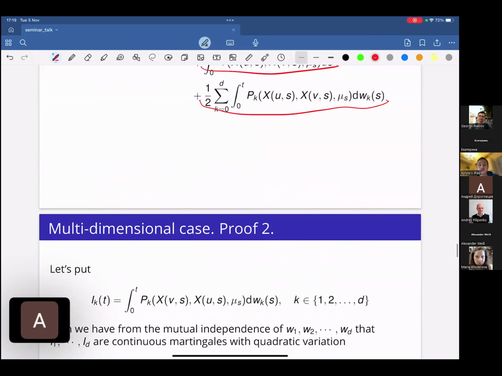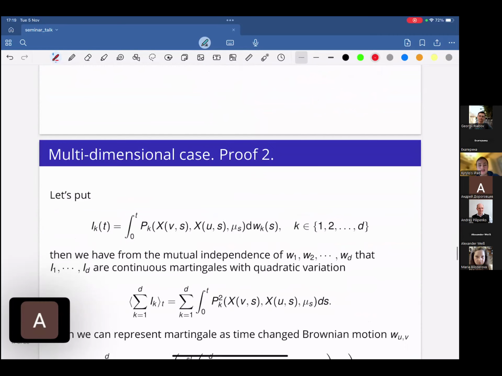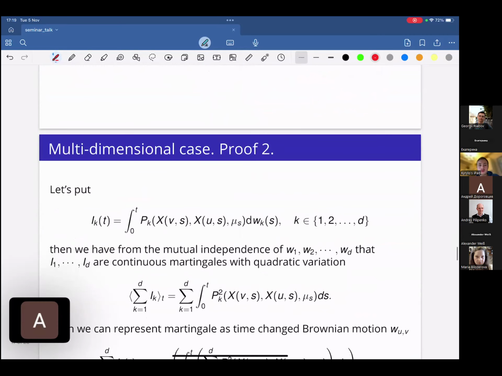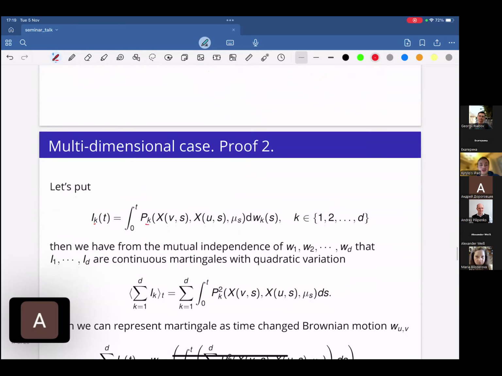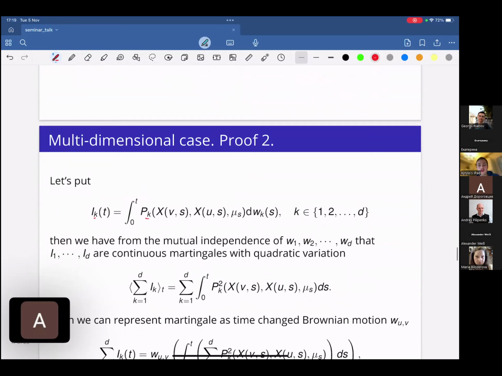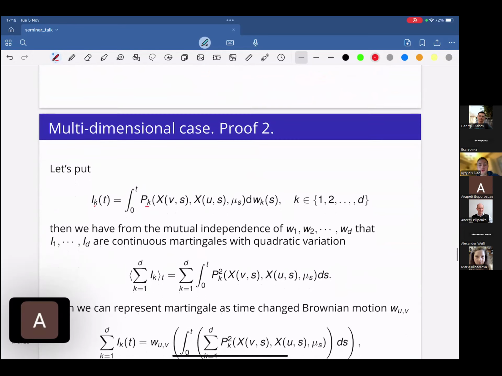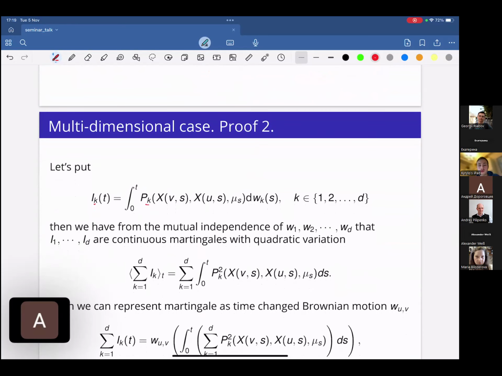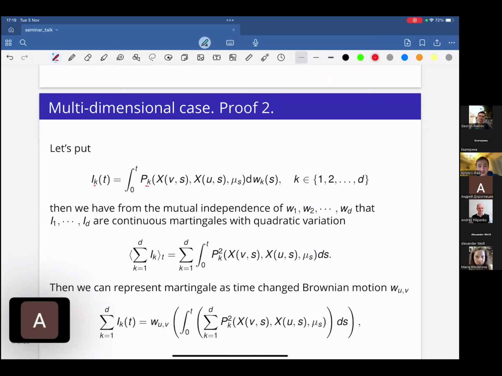First we start, for example, with the diffusion term. We have d diffusion terms. We consider separate functions ik, because they are mutually independent, because our Brownian motions are independent. We have that their quadratic variance is equal actually to the sum of such integrals.